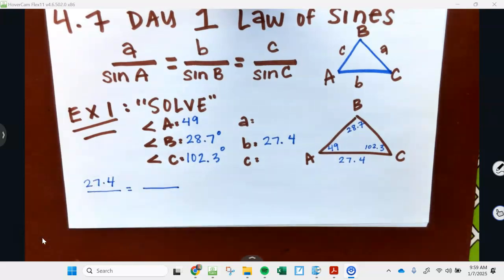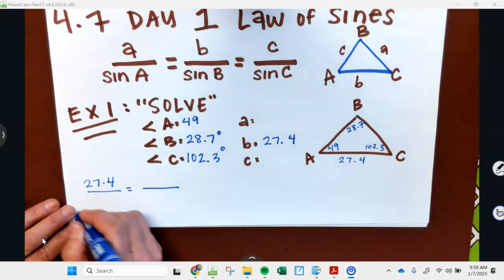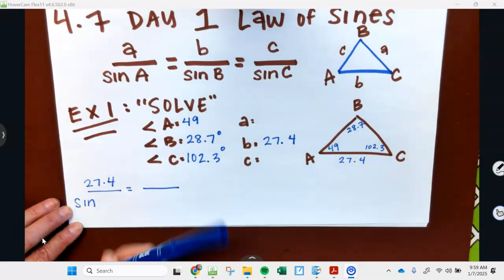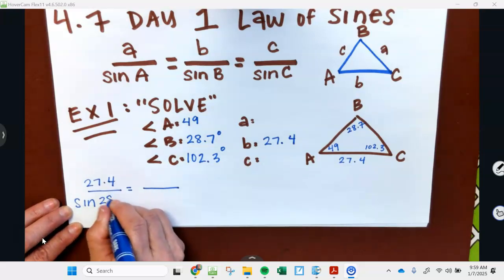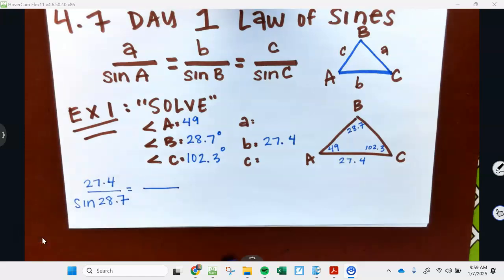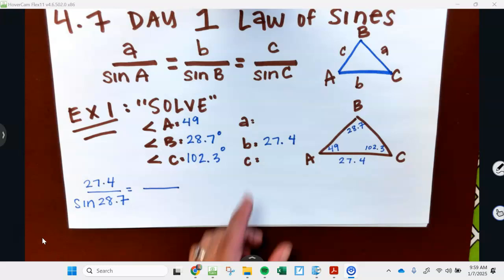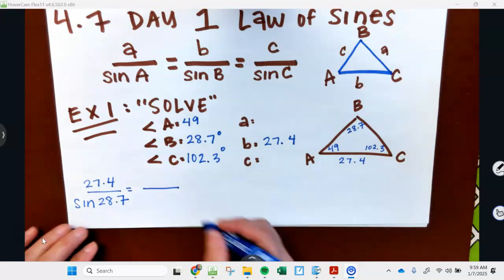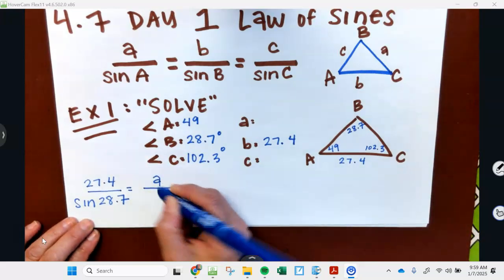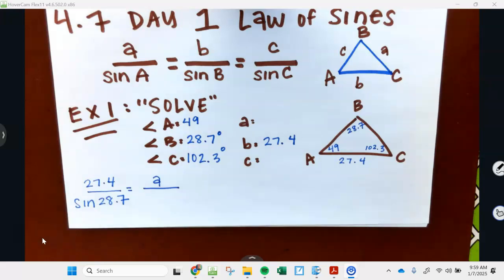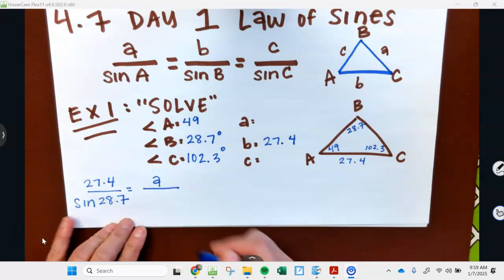And underneath is going to be the sine value for angle B. So let's write sine, and then remember angle B was 28.7. So write 28.7 next to that. I'm just going to go in alpha order, so I'm going to be looking for leg A. I have no idea what leg A is, so I'm going to write the letter A. But underneath that, I'm going to write the sine value for the corresponding angle. So I'm going to write sine of 49.